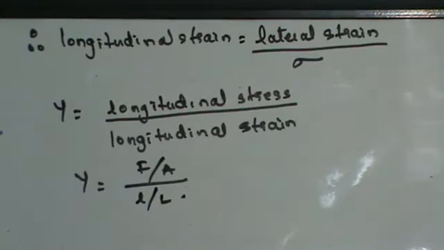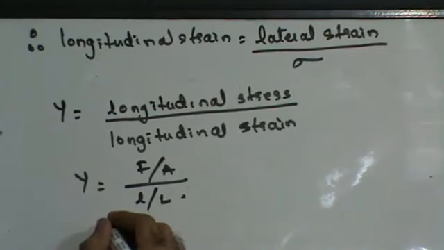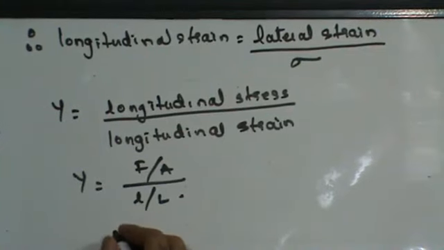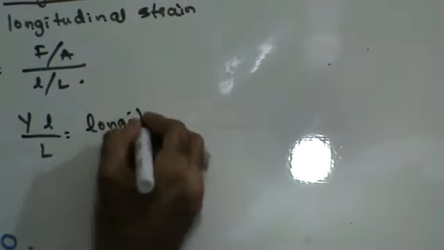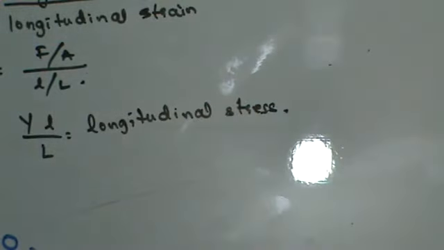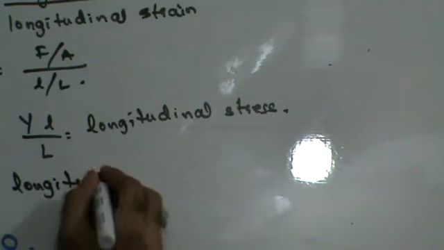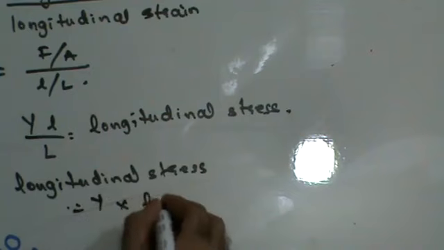Therefore, I can say that if I cross multiply, I'll get longitudinal stress is Y times the change in length upon L, and that is nothing but longitudinal strain. So therefore I can say that longitudinal stress is nothing but Y into longitudinal strain.